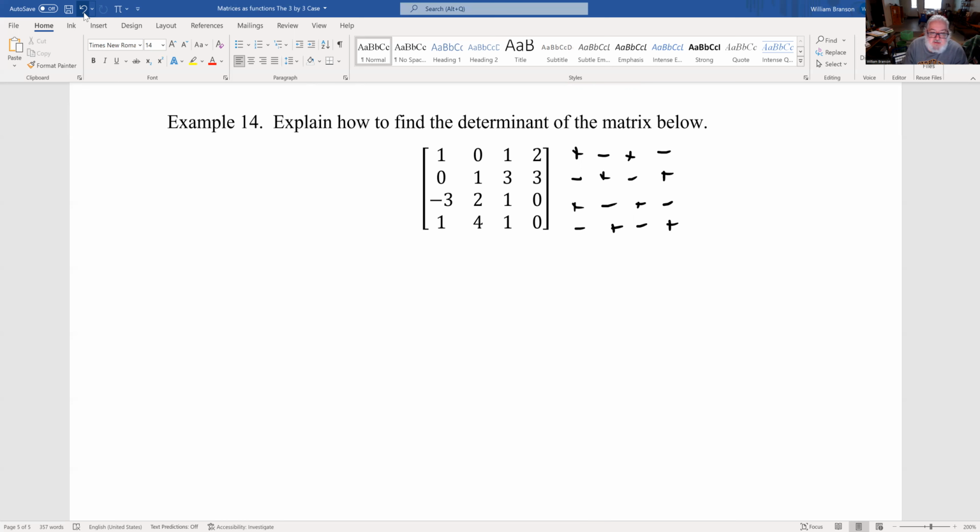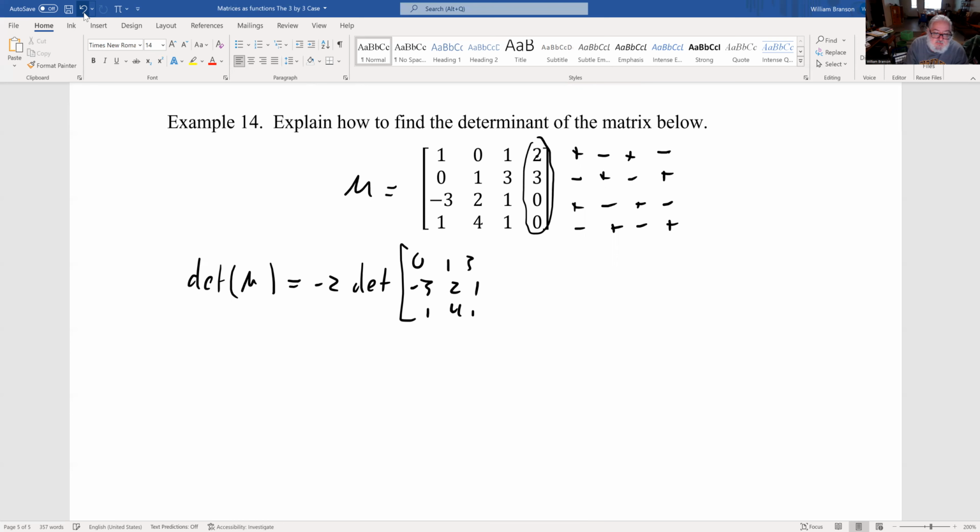Take a row or a column that's got as many zeros as you can. So we'll look at this one because it's got 2 zeros. So the determinant of this matrix, if we call this M, will be 2 with its sign. So minus 2 times the determinant of the matrix you get when you delete the row and the column that 2 is in. So that's 0, 1, 3, minus 3, 2, 1, 1, 4, 1.